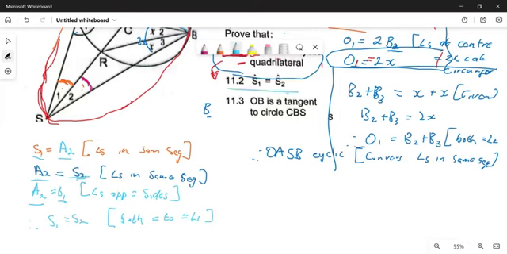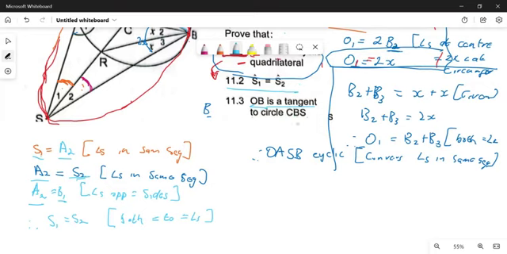Are you good? Okay, so we're going to the last one now. The last one says OB is a tangent to a circle with CBS. So I'll just try to erase everything.